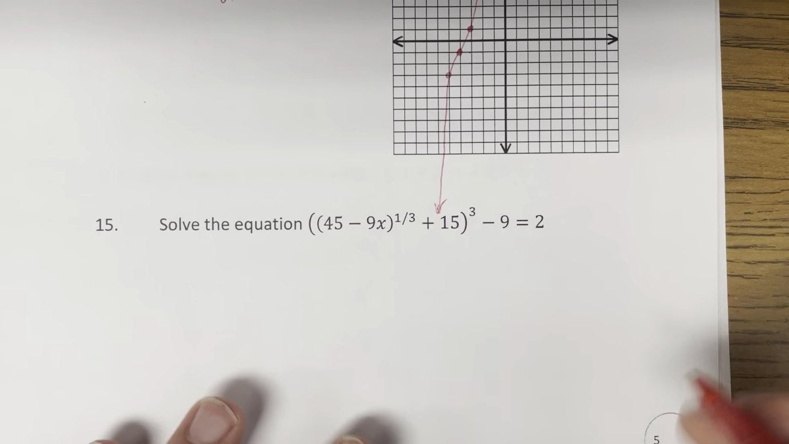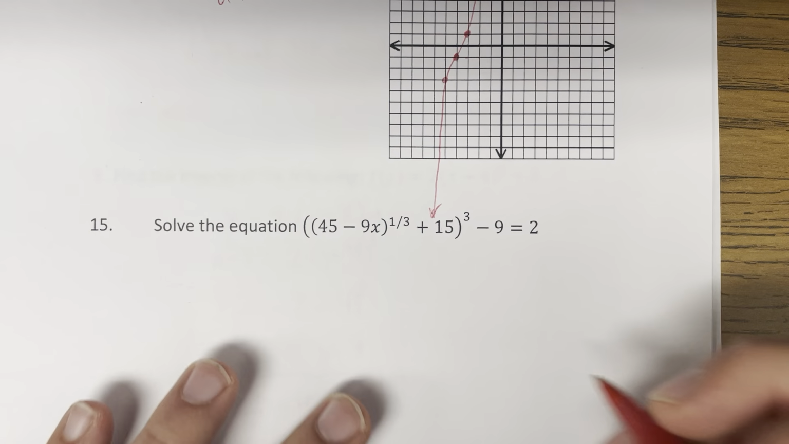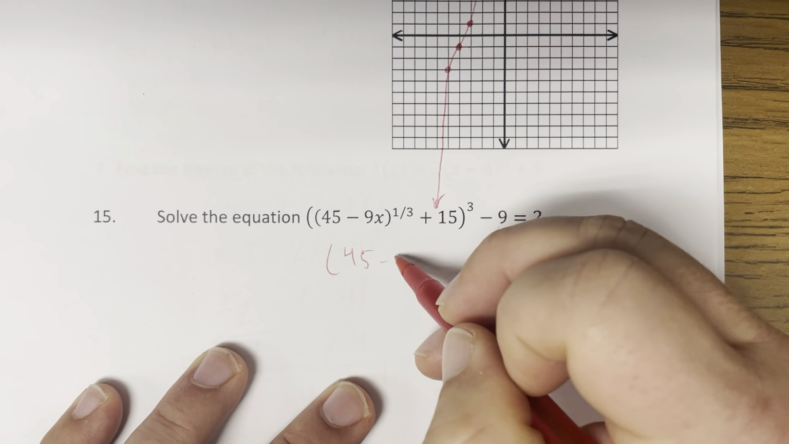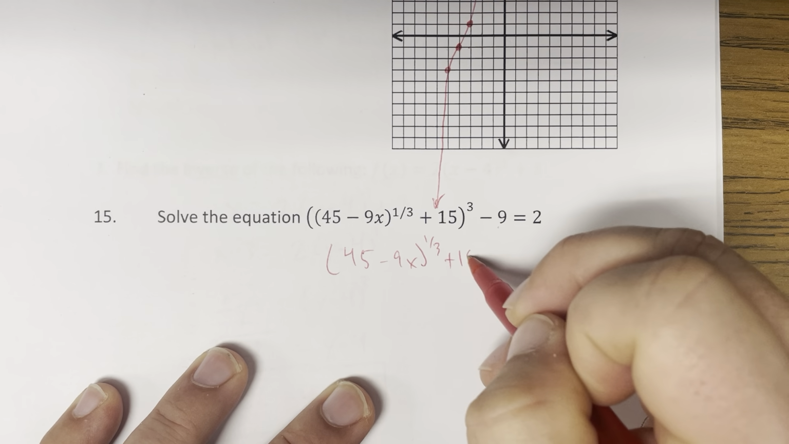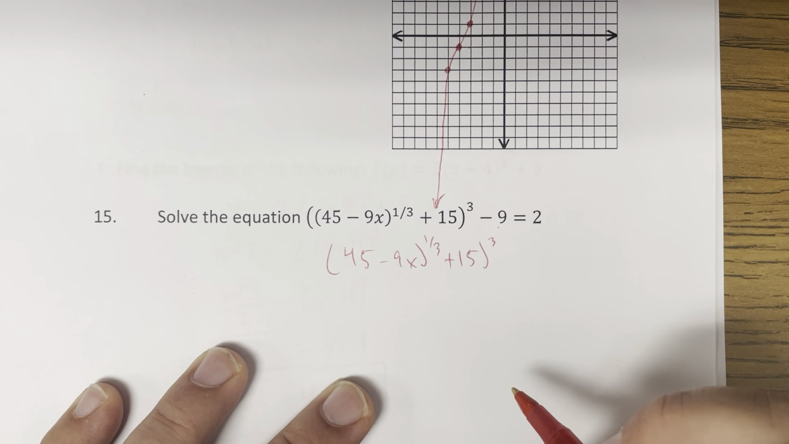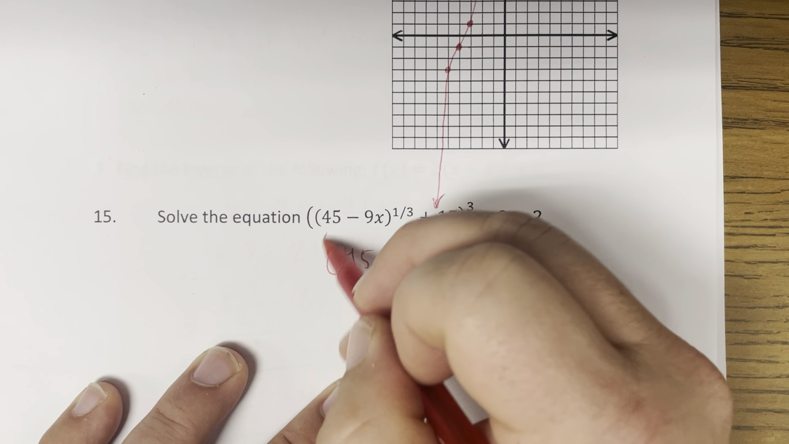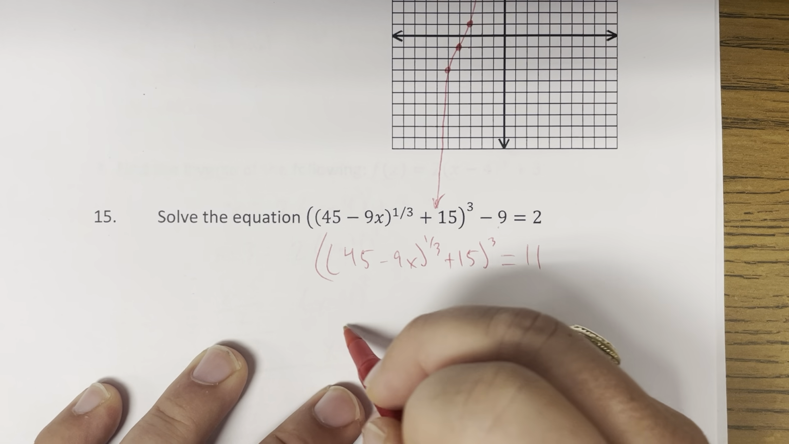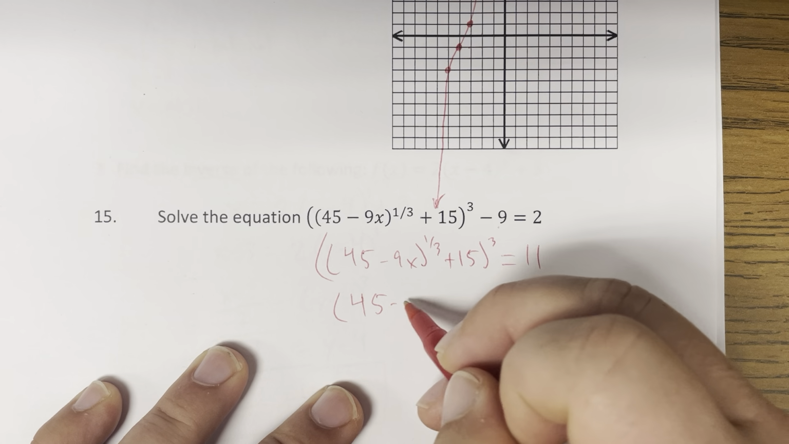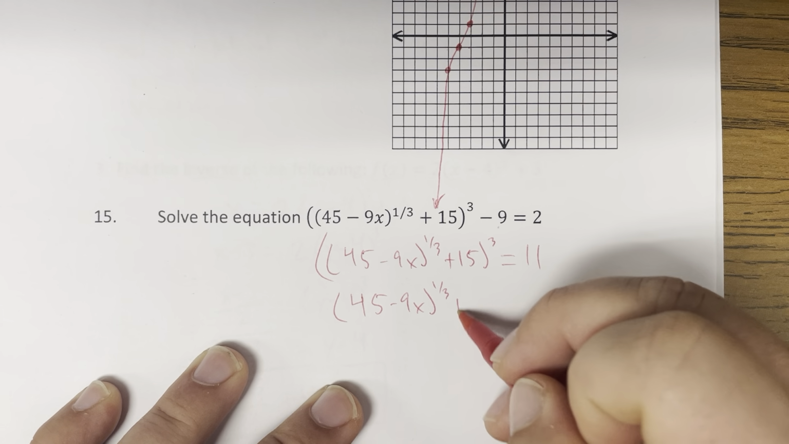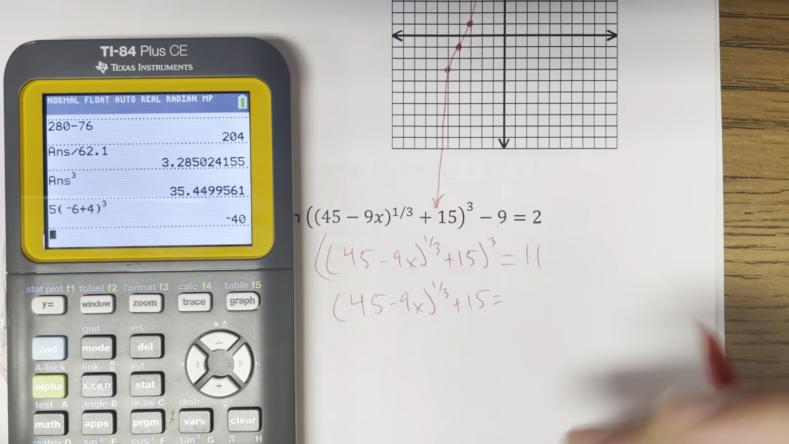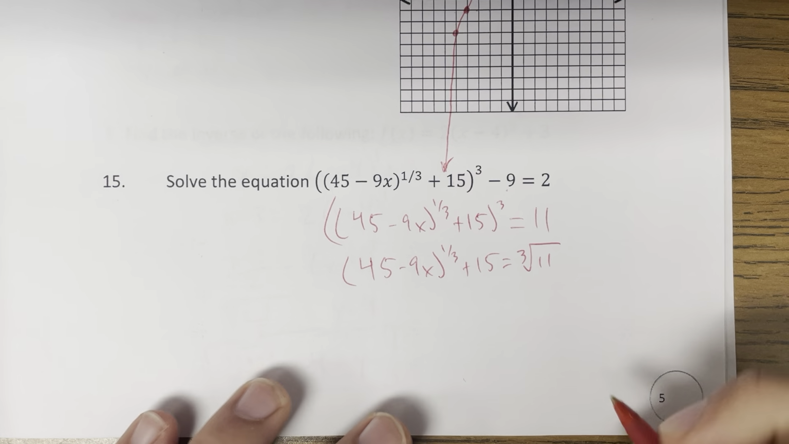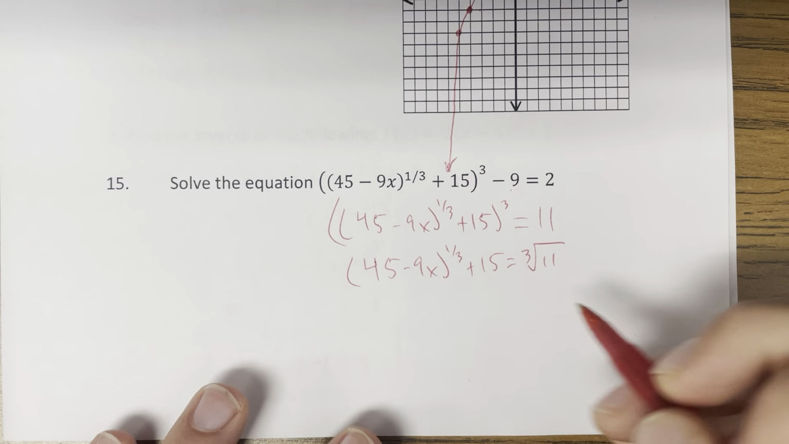And then solve this equation. So work our way outside in to find this. So the furthest outside is minus 9, so we're going to start off by adding that 9 over. So that equals 11. Then we're going to take the cube root of that. And so I'm just going to keep it cube root of 11, and we'll do that later because it's not a perfect cube root, and so I'll wait to estimate till the end.